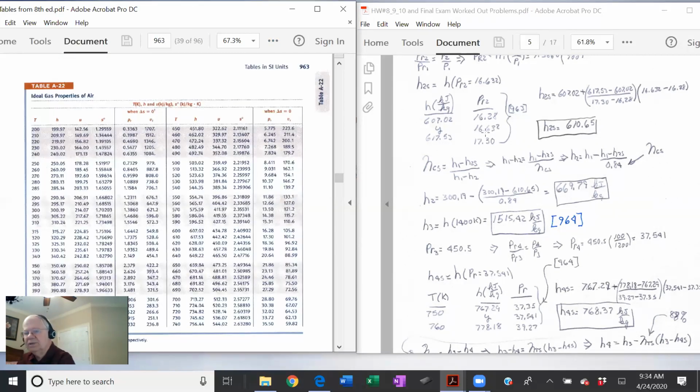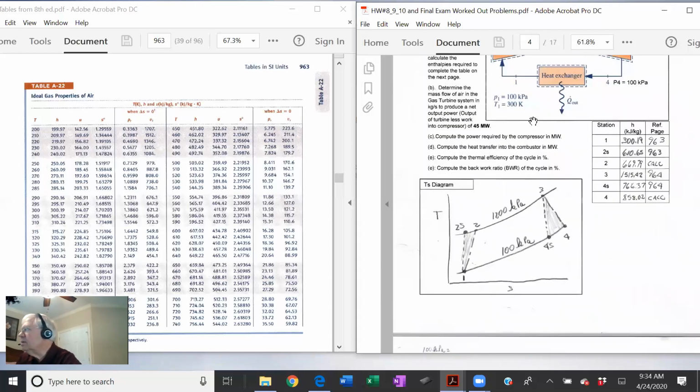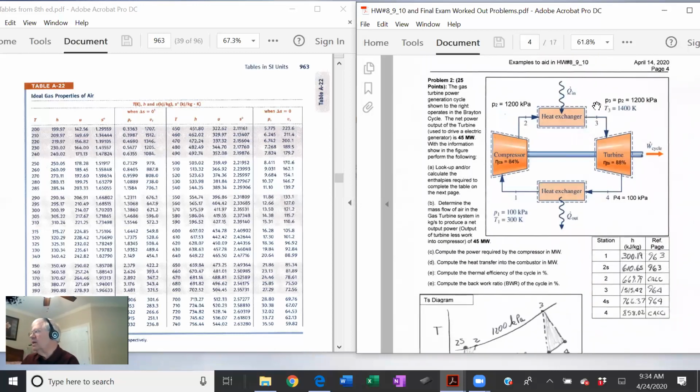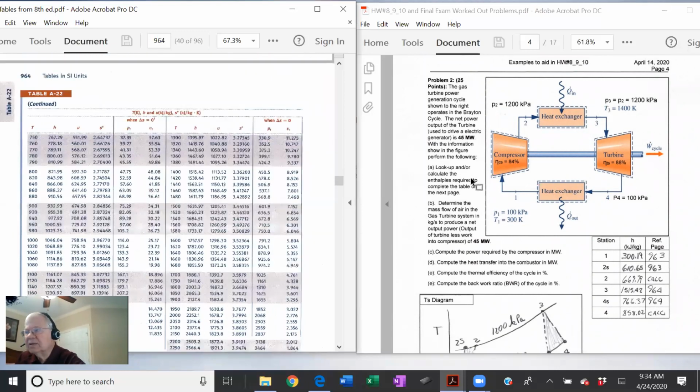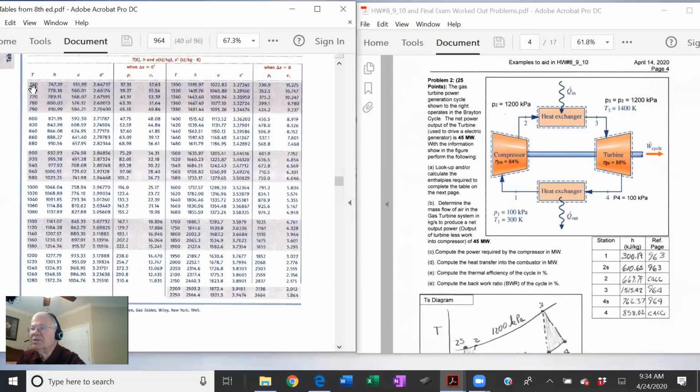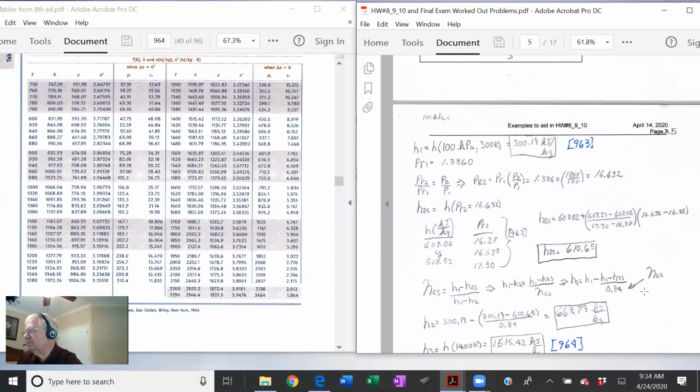So let's see about H3. All I need is a temperature. I've got 1400 degrees, so I just need to go find my 1400 degrees, and I see it's on the next page. Here's 750, 1280, so 1400. Here we go, 1400 degrees. H is 1515.42. I just plop it in. Just a straight lookup.